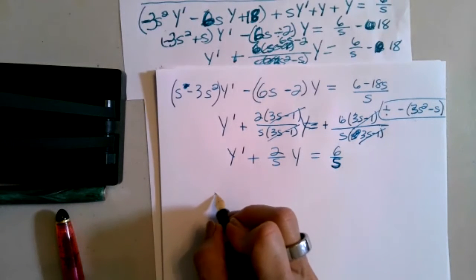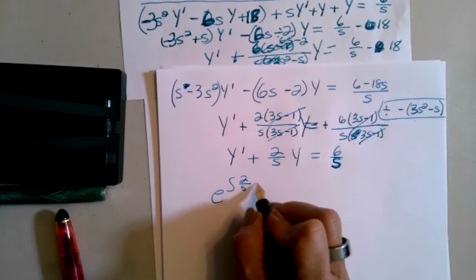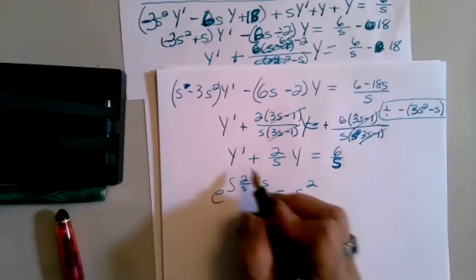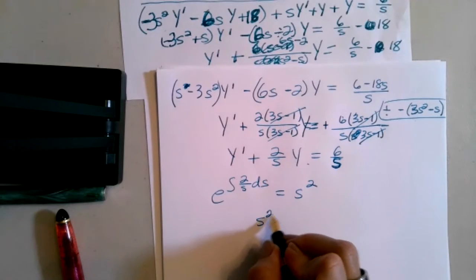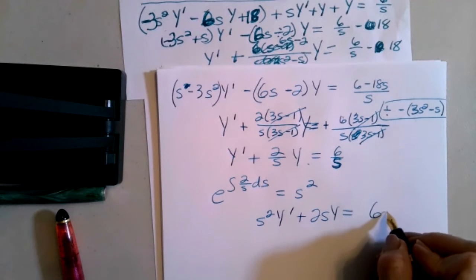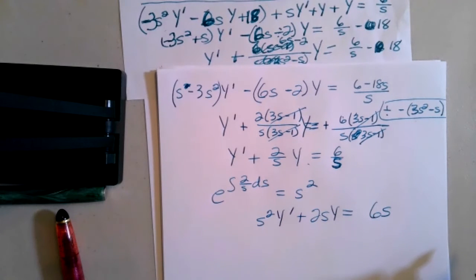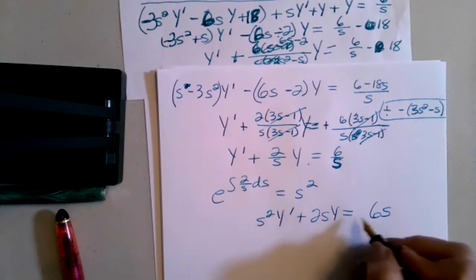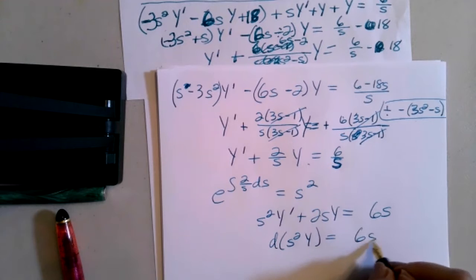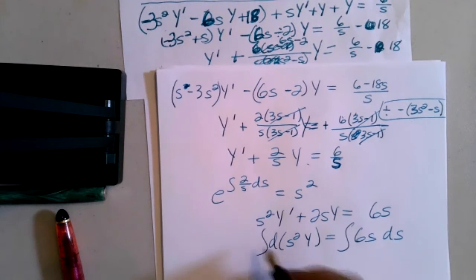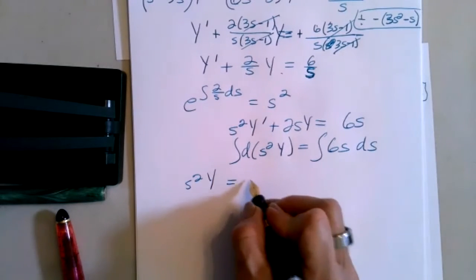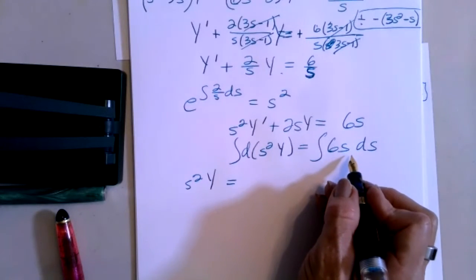Now your integrating factor is e to the integral of 2 over s ds, which we worked out before. That's s squared. That integrating factor didn't change. So I multiply both sides of the equation by s squared. It gives me a 6s. Now this is the derivative with respect to s of s squared Y is equal to 6s ds. Integrate on both sides. That gives you s squared capital Y is equal to 6s squared over 2.